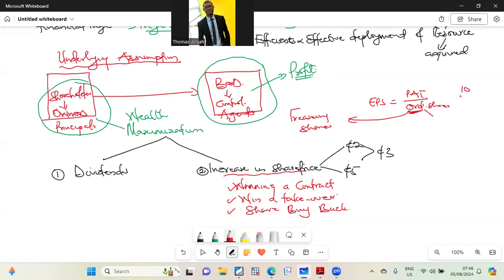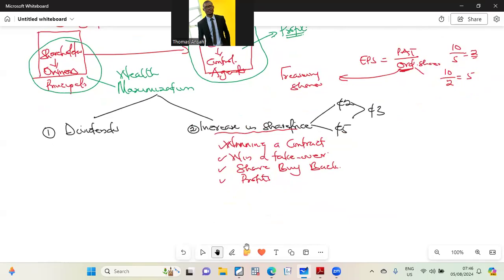So assuming your profit was 10 and your ordinary shares before was 5, you realize that your answer is 2. The share price is 2. Now, when they reduce by buying some of the shares, your 10 is still there. But let's say they bought 3, you'll be left with 2. So automatically that will increase this one to 5. That is what we call share buyback. When they buy back some of the shares, it actually reduces the shares and also increases their price. So that is that. And we also say that if the company keeps on making profit, automatically their value will go up. All right.